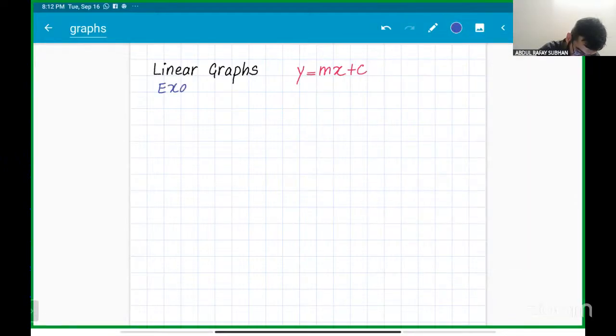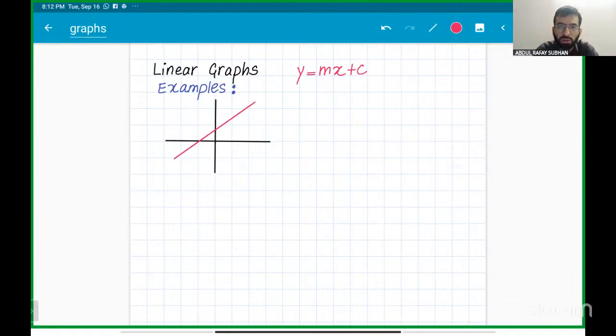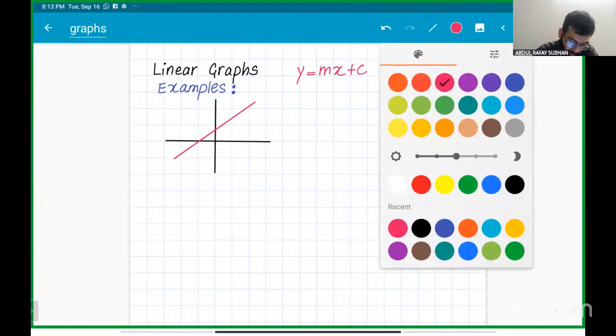A couple of examples of linear graphs, students. For example, this is how the graph is going. So that's a linear graph, and the gradient is positive. m will be positive, and linear lines are like this. Or you can simply make it without the graph as well.